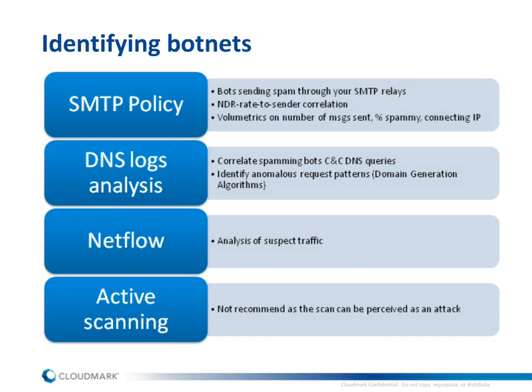Bots that send spam through your outbound relays can be detected using the same SMTP policy techniques as we talked about for compromised accounts. Logs from your DNS recursors can be mined to correlate anomalous behavior. Spamming bots identified via SMTP policy can then have their command and control servers discovered by correlating them with these logs.